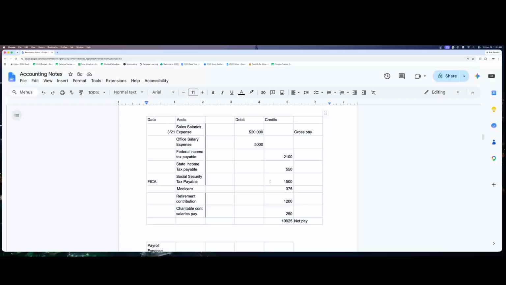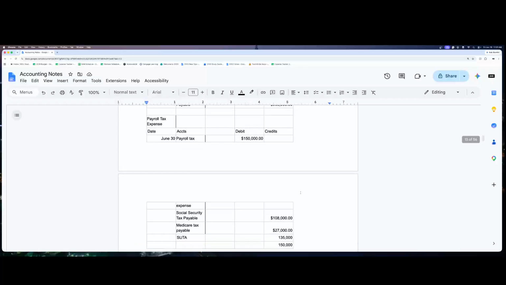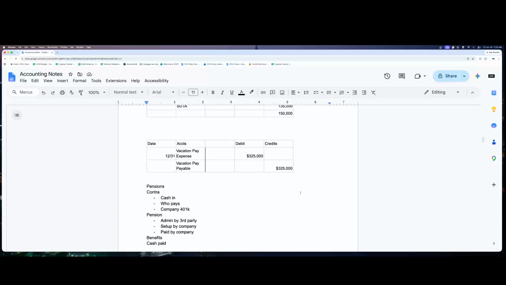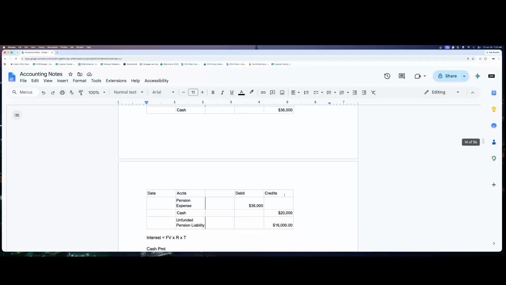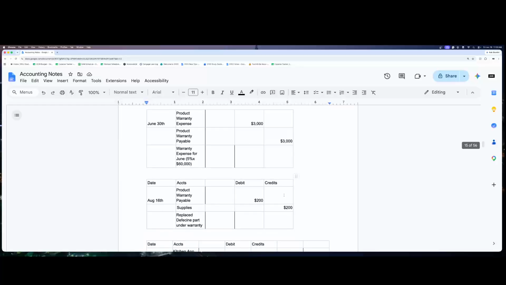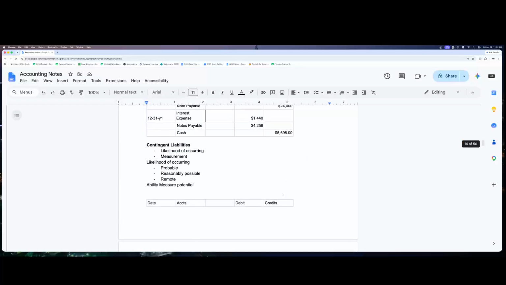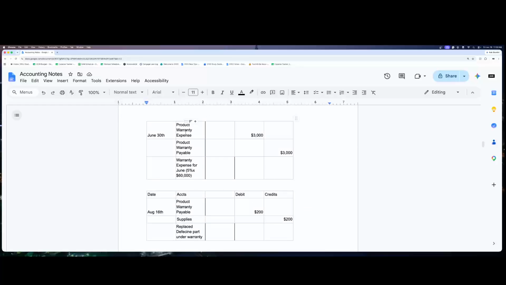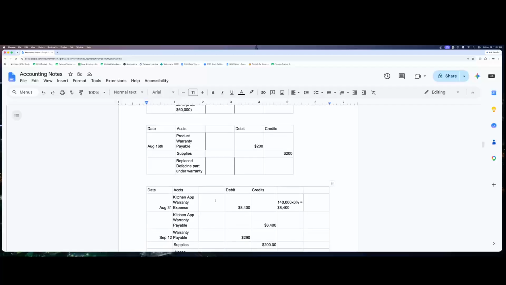What's the difference between the payroll expense and payroll tax expense? Okay, here are a few tables to see how you write that in a journal entry. Things related to pensions, defined retirement plans, how to create contingent liabilities, how you calculate warranty, and how you create product warranty expense and product warranty payables.